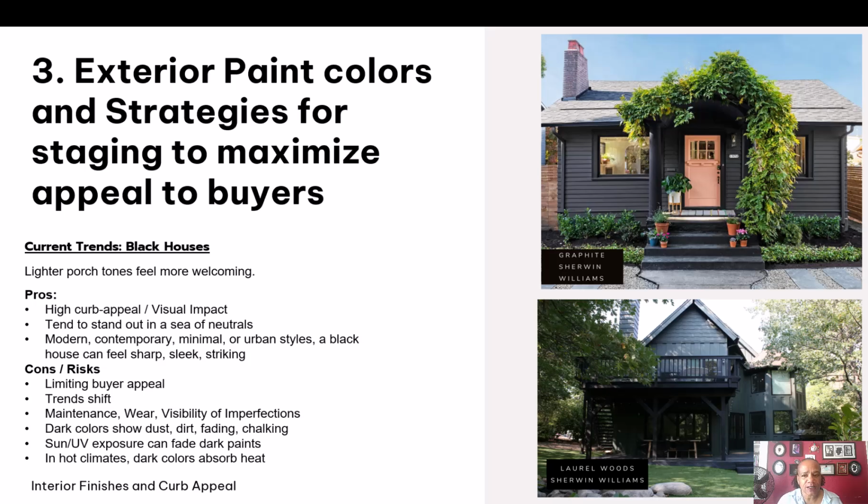Some of the cons: I don't know if anyone has ever owned a black car versus a white car, but when you get in a black car, it is hot. It's really, really hot. That's because the sun is absorbing into the black color. Same thing for a house. So it's going to up your air conditioning bill in the summer. It may hold heat in the winter, but it definitely will be a hotter house during the summer.